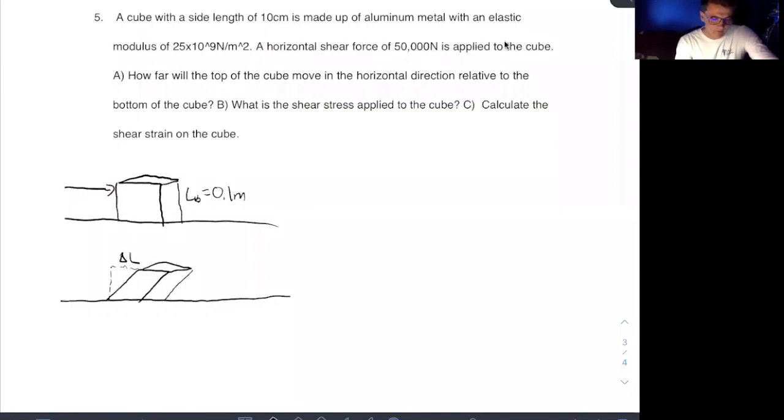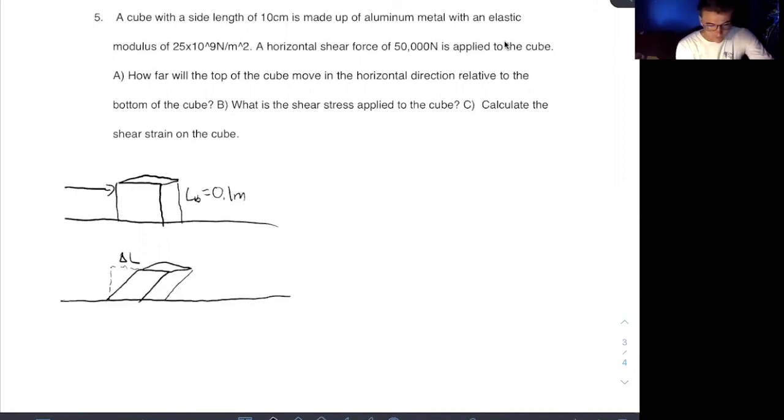All right, number 5. So it's pretty similar to the last one, except we're using a cube. A cube with a side length of 10 centimeters is made up of aluminum metal with an elastic modulus, like a Young's modulus, what we say in class, of 25 times 10 to the power of 9. A horizontal shear force of 50,000 newtons is applied to the cube. How far will the top of the cube move in the horizontal direction relative to the bottom of the cube, sorry.